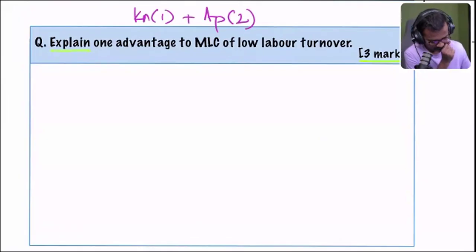And in this one, you look to identify MLC having lower labor turnover. How is that an advantage for them? And the way to answer this, and again, this is a big change between paper one and paper two. In paper one, you get to come up with your own situation, develop your own business and such. But in paper two, you must talk about the business that's in question, which is MLC.